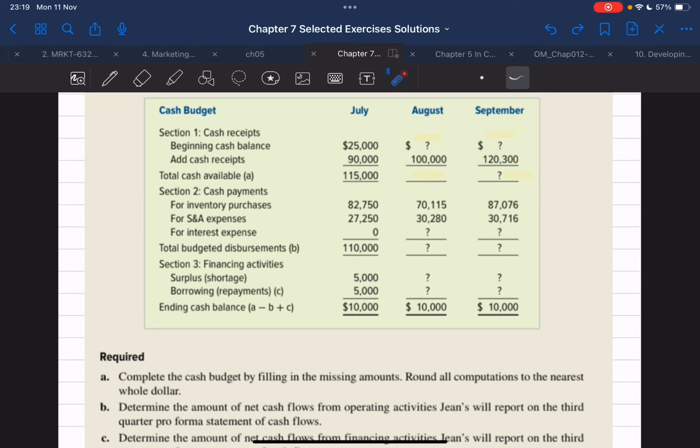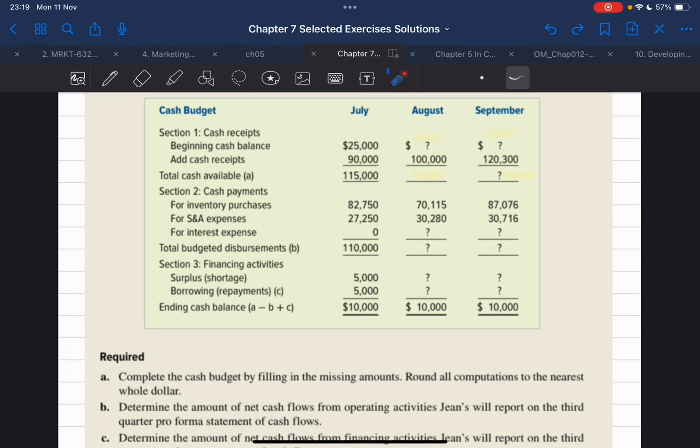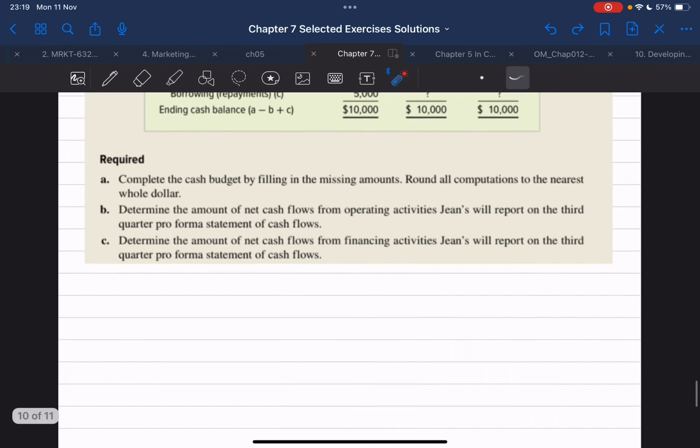Basically the operating activities exclude the financing activities, right? It does include the interest, but it excludes any cash inflows generated due to borrowing, and any cash outflow generated by repaying some of our debt. So we exclude this part and we only consider the cash receipts from the 3 months, and we subtract the total budgeted disbursements. Based on that we can calculate.